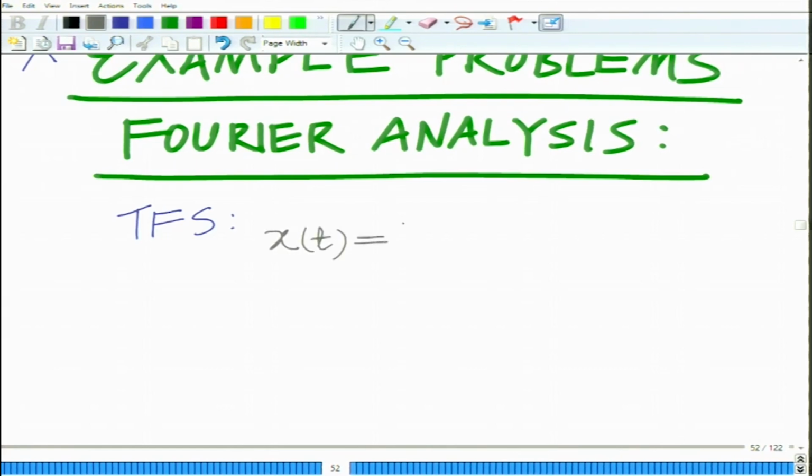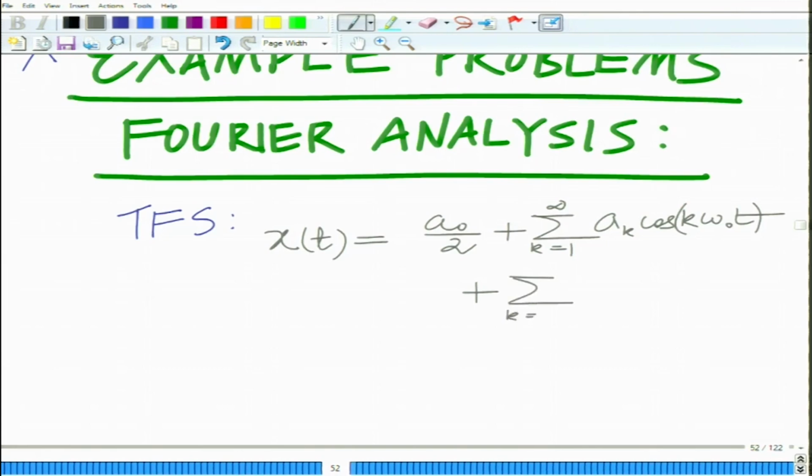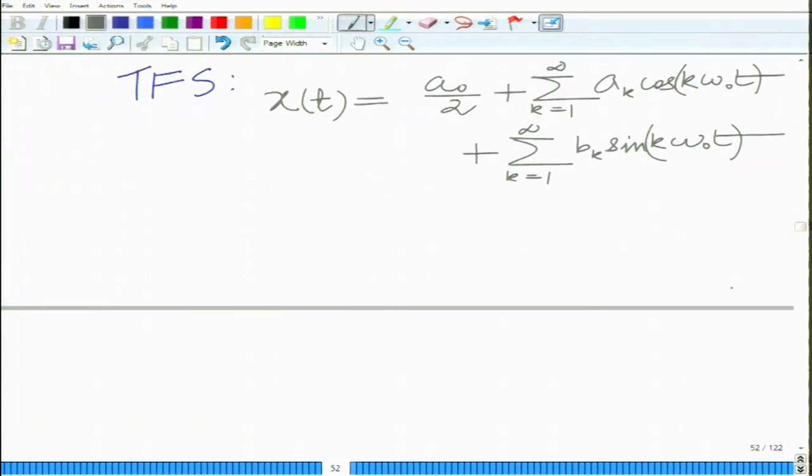x(t) equals a naught over 2 plus summation k equals 1 to infinity a k cosine k omega naught t plus summation k equals 1 to infinity b k sine k omega naught t. And now we know also the relation for these various a k's.